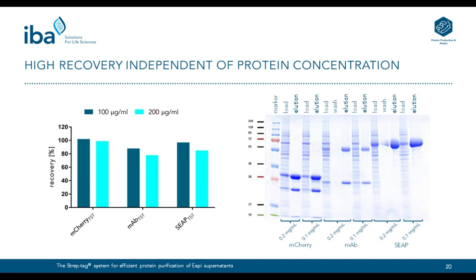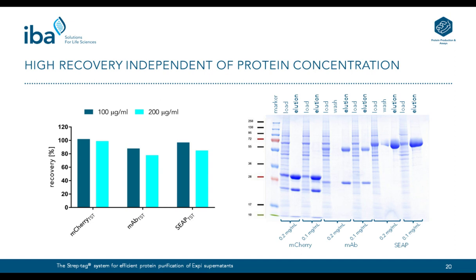So if you're purifying protein, usually you don't want to overload your column and lose protein, and therefore we did this experiment where we loaded the columns with up to 75% of the maximum binding capacity we determined before. And again, we spiked the supernatants with our 3 proteins to the 2 concentrations of 100 and 200 micrograms per milliliter, and compared the amount of loaded protein to the amount of protein that we eluted from the columns.